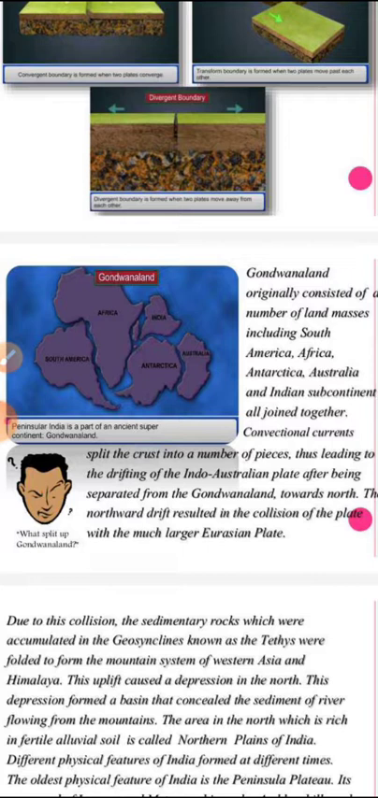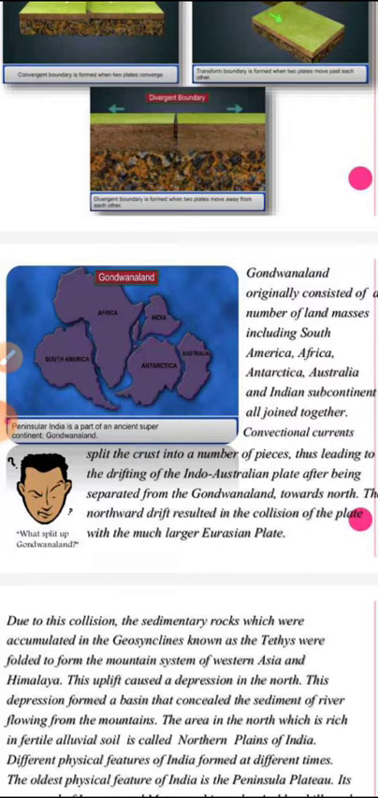I just told you about the theory of plate tectonics given by Wegener. He believed that millions and millions of years ago, there was a single landmass, a single continent, a supercontinent. It was named Pangea by Wegener. And this Pangea has broken into a number of pieces as tectonic plates.